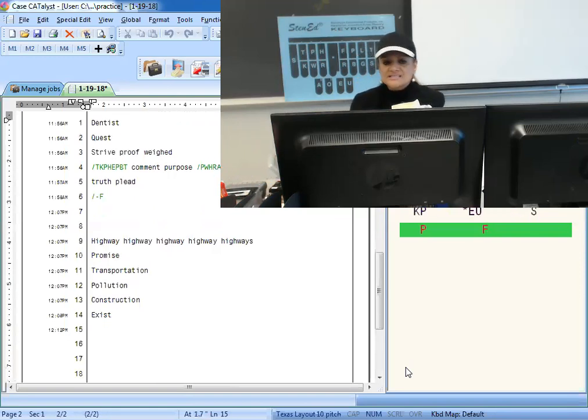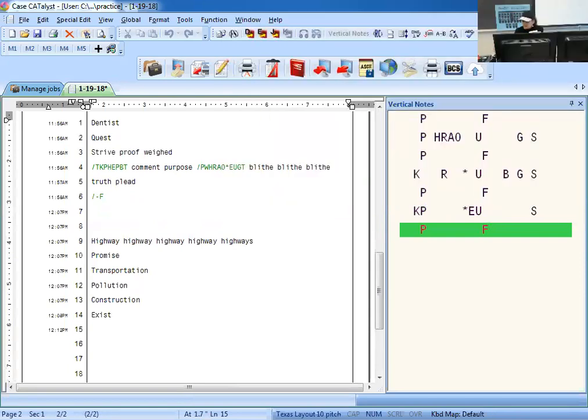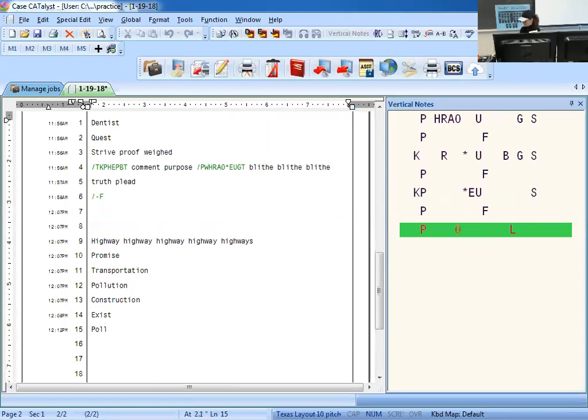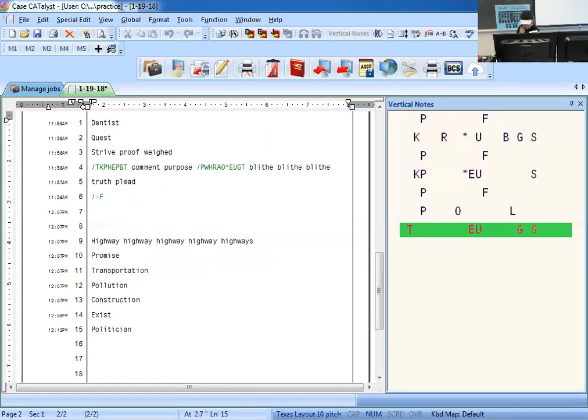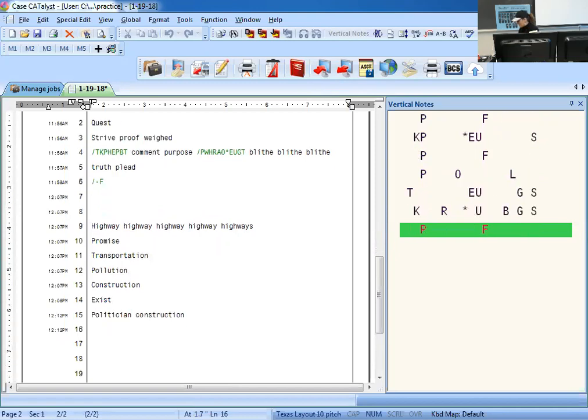IS asterisk, exist. KPIS asterisk, okay? And then you've got politician, POLTIGS. You've got construction is KRUX with an asterisk. Device is DW because a W acts as a V sometimes. DW long IS. And this is going to be at 70 words a minute.